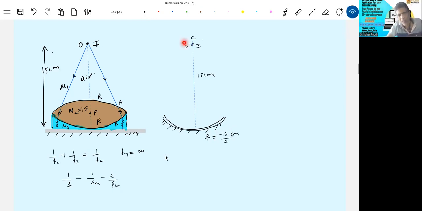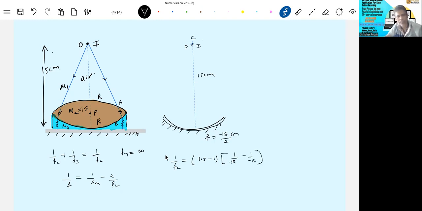If object is at center of curvature, image will be at center of curvature only. So now you know f, you know fm will be infinity. Then you know what is f2. What is f2? 1 by f2 is equal to mu2 1.5 minus 1, 1 by r minus 1 by r. Okay, that F2 will come here.